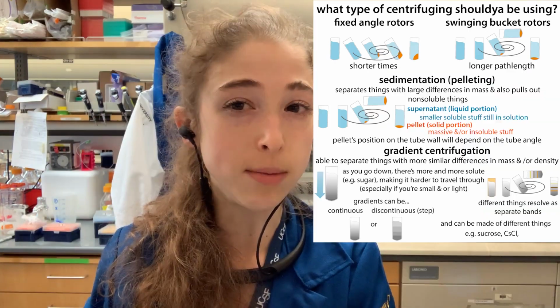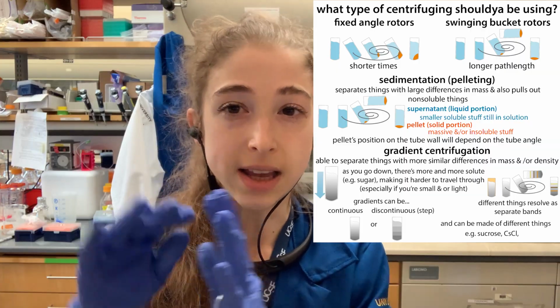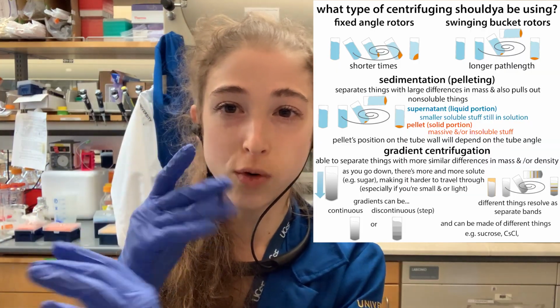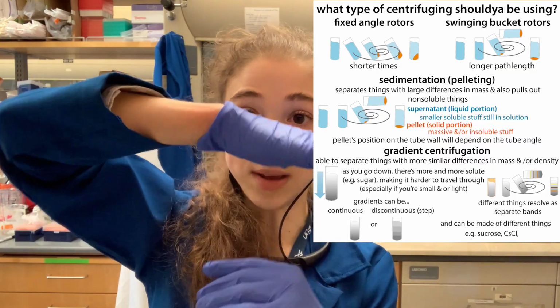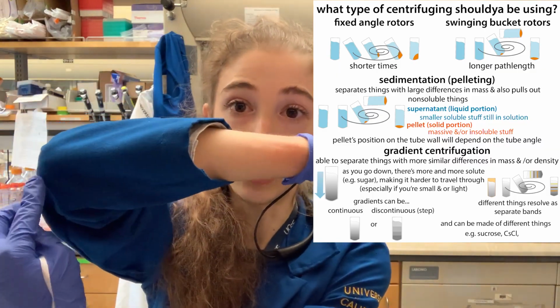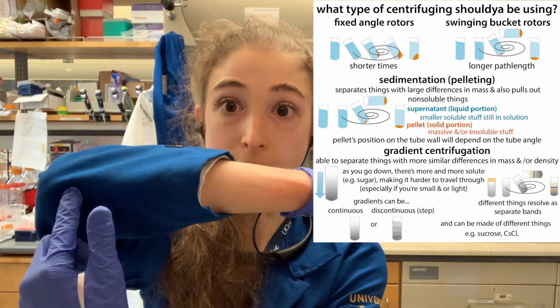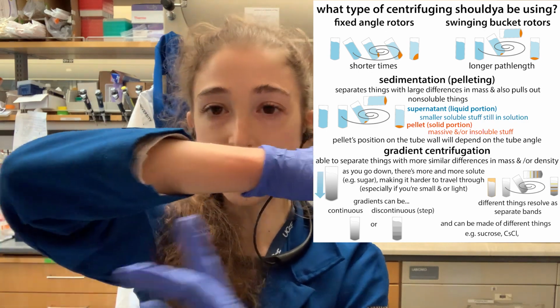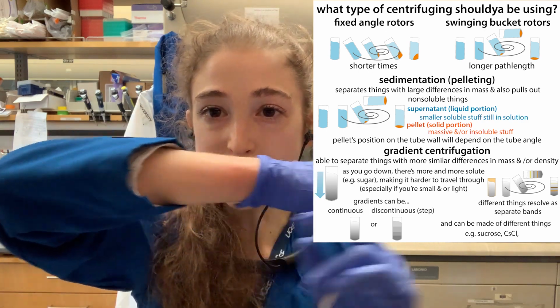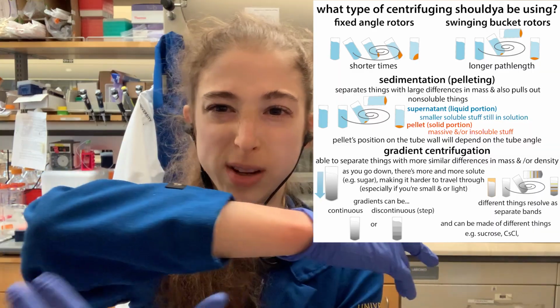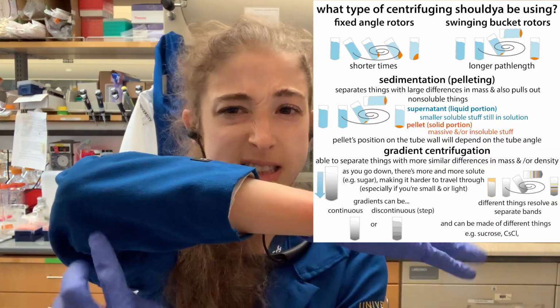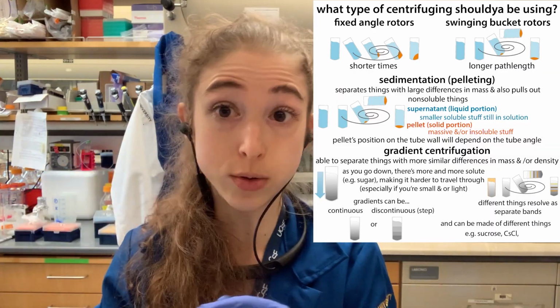When it comes to swinging bucket rotors, often you'll see the maximum force. That's because your tube is going to be like this. You're going to have a different force felt throughout the tube. The maximum force is going to be here, and the average force is going to be here, and the minimum is between these two. But typically it's given in terms of the max if you're trying to do some sort of conversion.